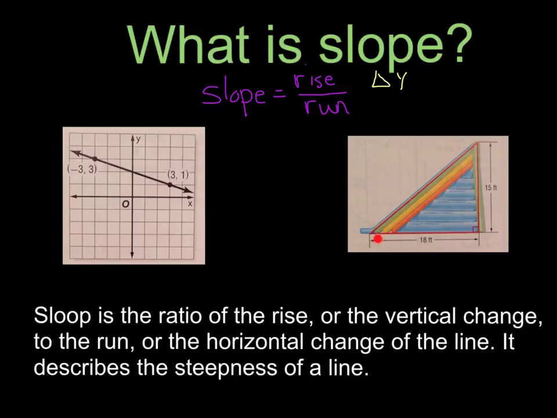And the run is the horizontal change. Okay, so on this triangle, this would be the run from here to here on any given point of this line. Okay, so it's the left to right, or the horizontal change. On a graph, it would be the change in the x-axis, because that's what goes from left to right. And we can write the change in x this way. So that symbol is called delta x. It's the change in x.